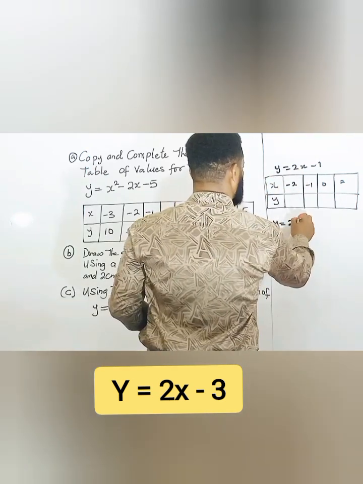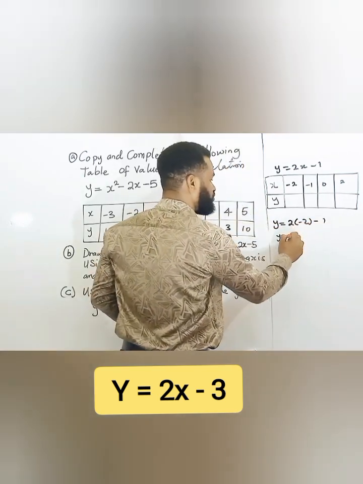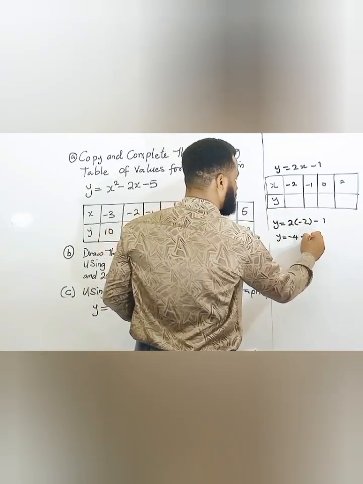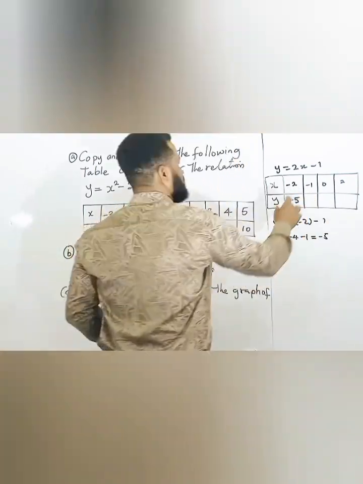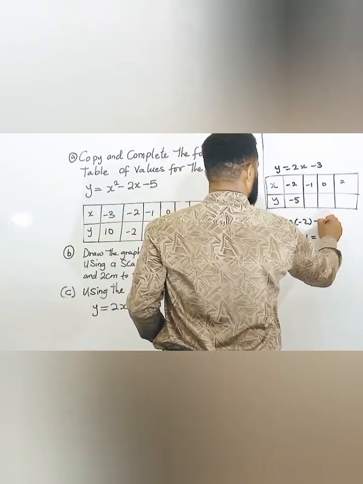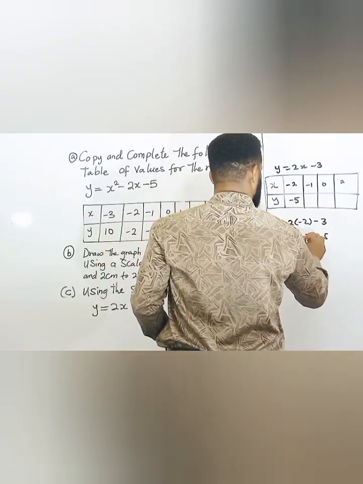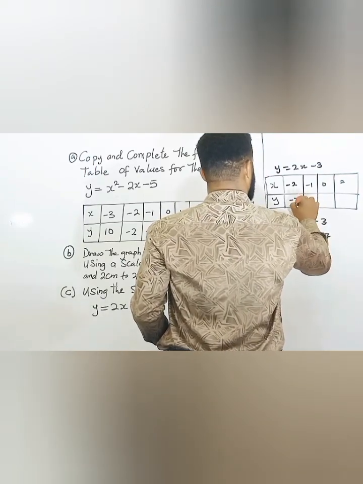So this is 2 bracket minus 2 minus 1. y is equal to 2 times minus 2, which is minus 4. This is minus 1, which is minus 5. So I'm putting minus 5, not minus 1. So this is minus 3, minus 3, so it's going to be minus 7. So this is going to be minus 7.